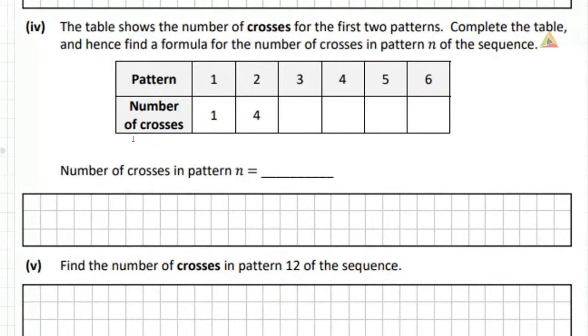The table below shows the number of crosses for the first 2 patterns. Complete the table and hence find a formula for the number of crosses in pattern n of the sequence. So in the first pattern, there was 1 cross, then there was 4, then there was 9, and in the one that we drew, there was 16.